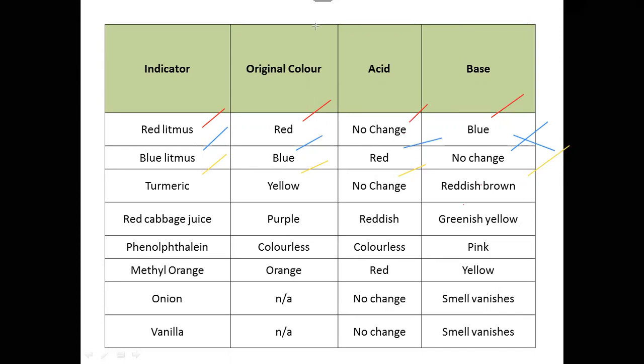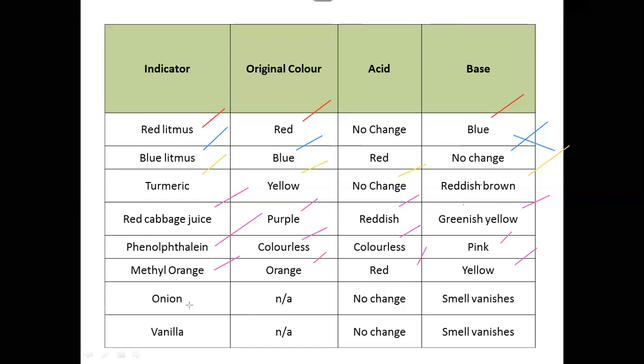Then the next indicator is red cabbage juice. It is purple in color. It turns reddish in acid and greenish yellow in base. The next indicator is phenolphthalein. It is originally colorless. It remains colorless in acid and in base it becomes pink. The next indicator is methyl orange. Its original color is orange. It turns red in acid and yellow in base.